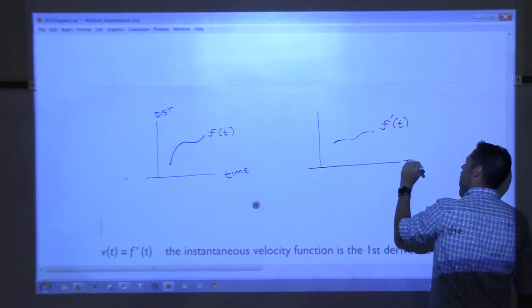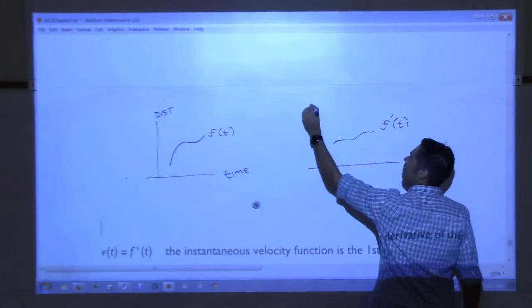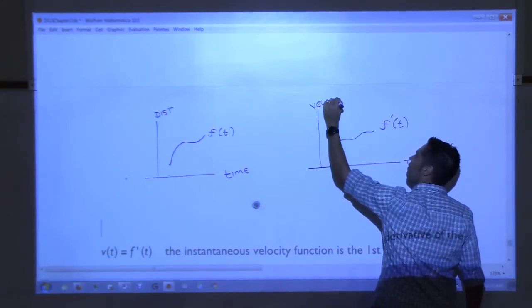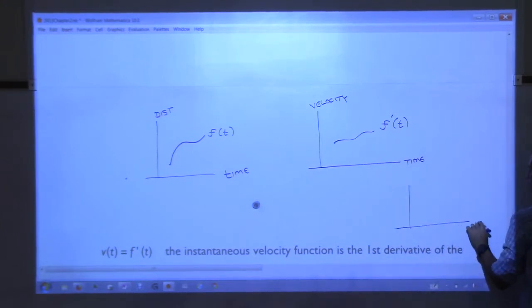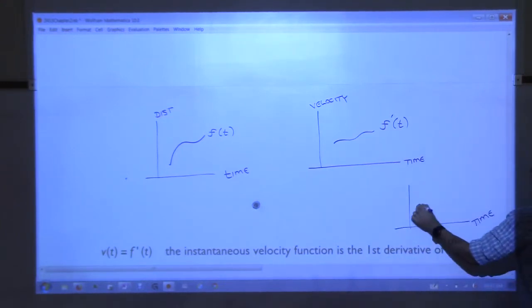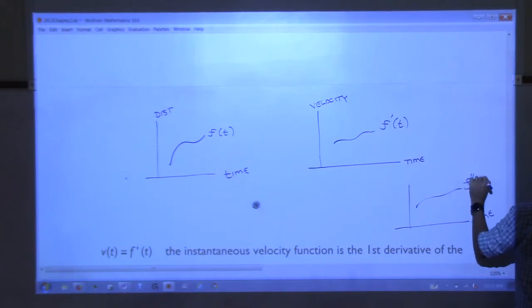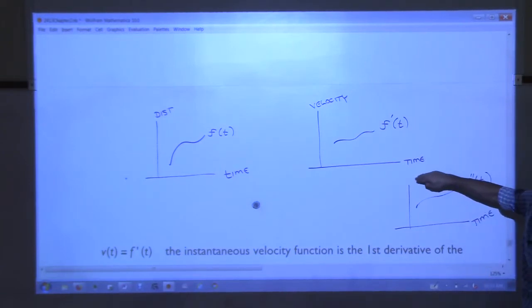This will be time, and this will be velocity. Yes? And now I'm trying to figure out what would happen if I graph the second derivative. What will this be? All right?